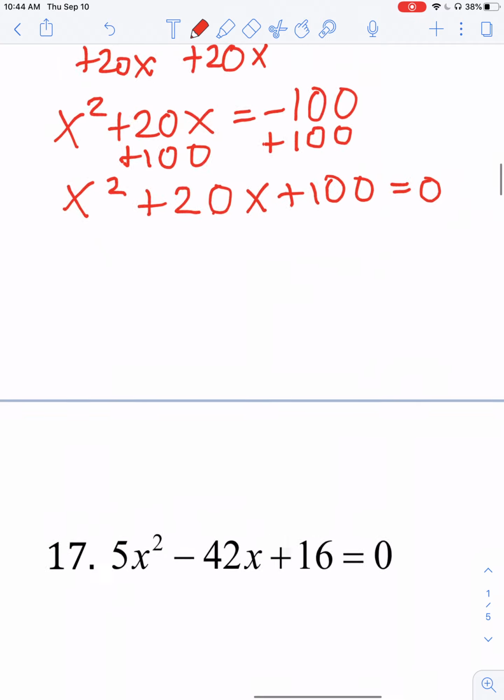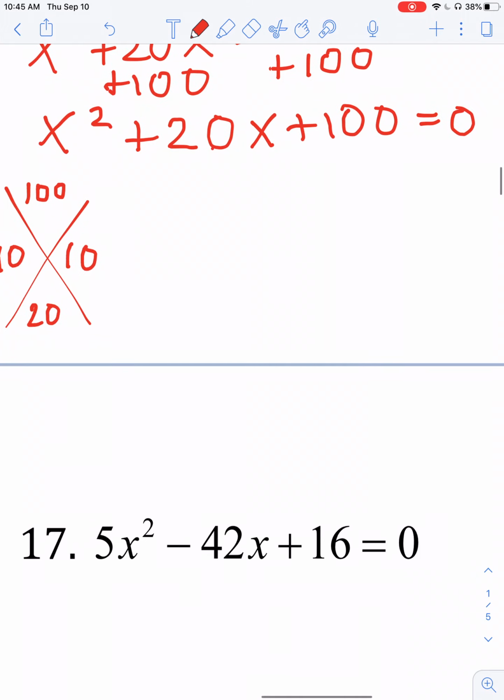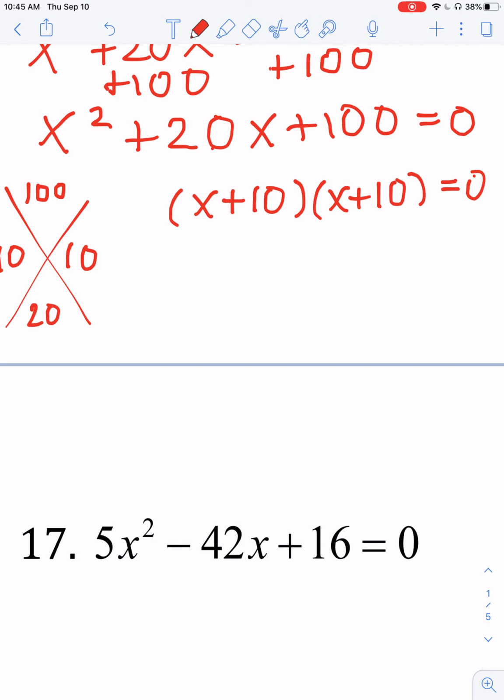Okay, so now we're going to try to factor using big X. So I'm going to set up the X. I've got 100 on top because C goes on top, and 20 on the bottom. Two numbers that multiply to 100 and add to 20 would be 10 and 10. 10 times 10 is 100, 10 plus 10 is 20. So we go to our factored form, we get x plus 10 times x plus 10 equals 0.